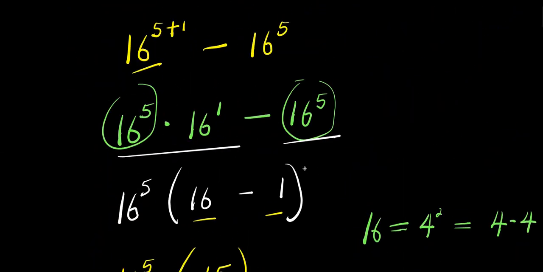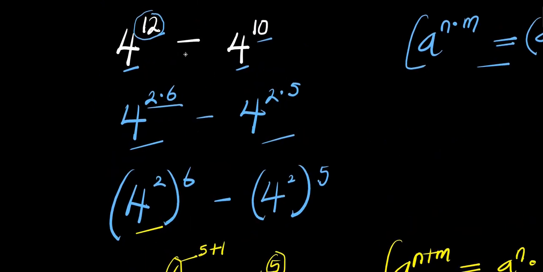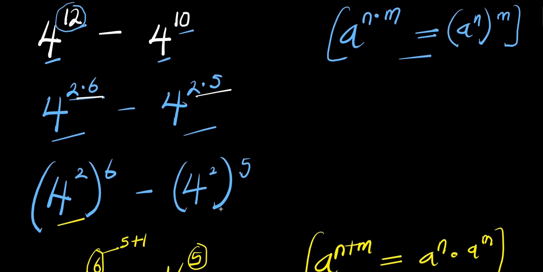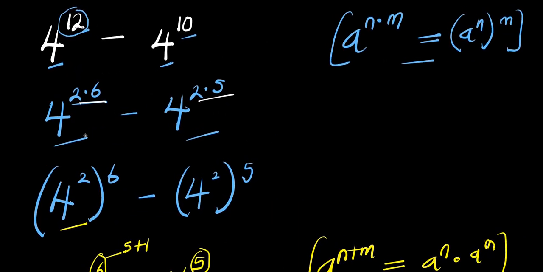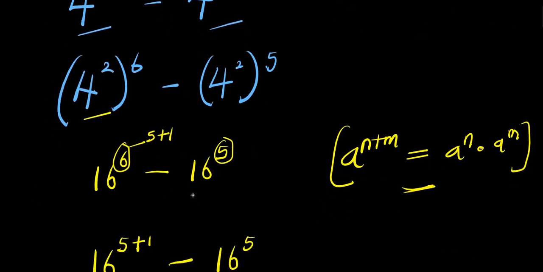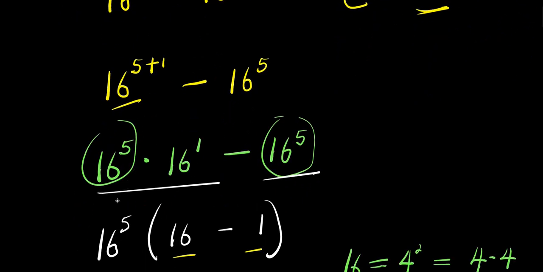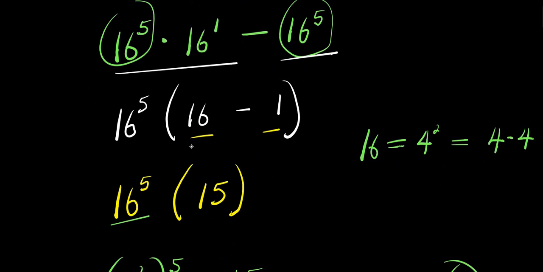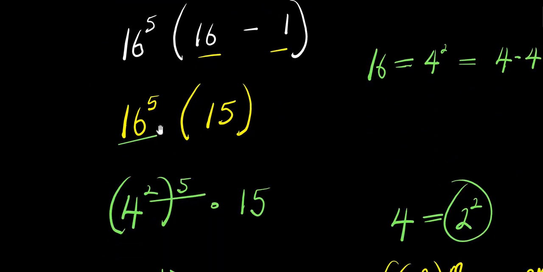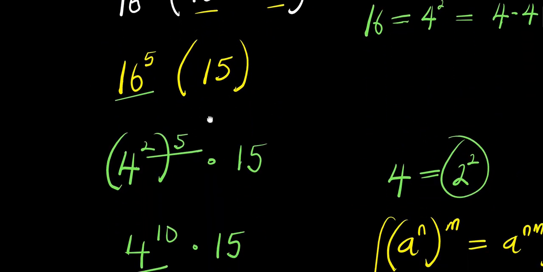The first step is to express this 4 power 12. The 12 here, you express it as product of 2 and 6. This one as product of 2 and 5. Apply this identity, a power m times n equals a power m all to the power of n. Take out the 4, the 2, and take out the 2. That gives you 16 power 6 minus 16 power 5. Express 16 power 6 as 16 power 5 plus 1. The common term is 16 power 5. You have 16 power 5 times 16 minus 1. That gives you 16 power 5 times 15.